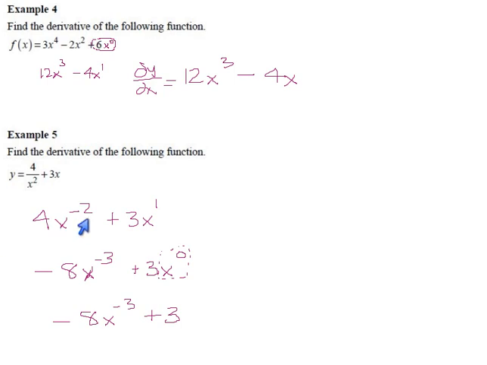So the derivative of 4x to the minus 2 is minus 8x to the minus 3. The derivative of 3x is just the number 3.